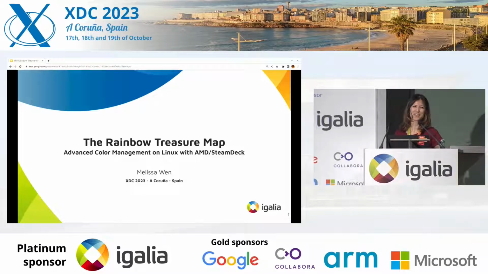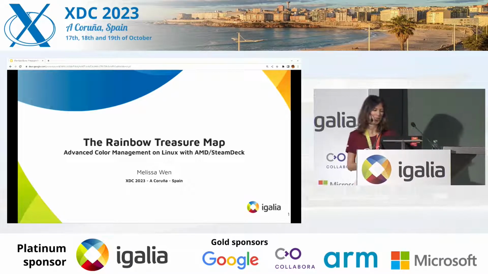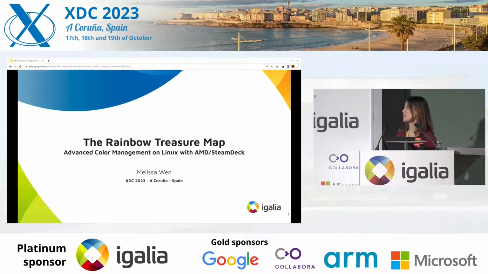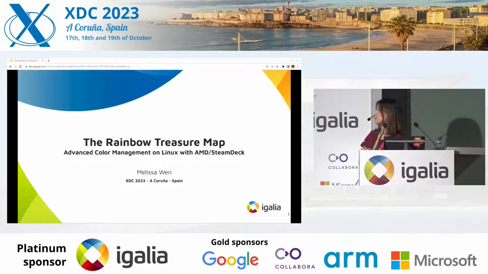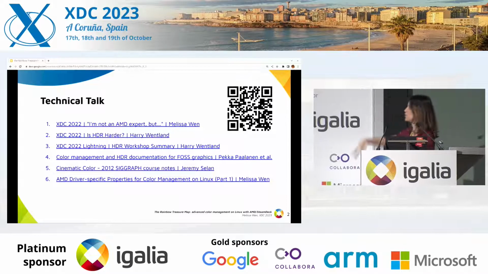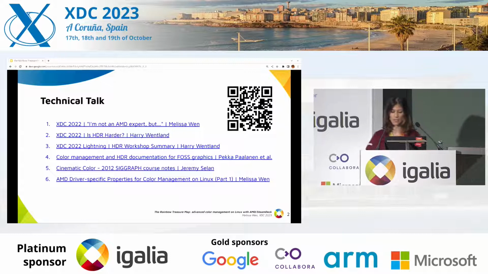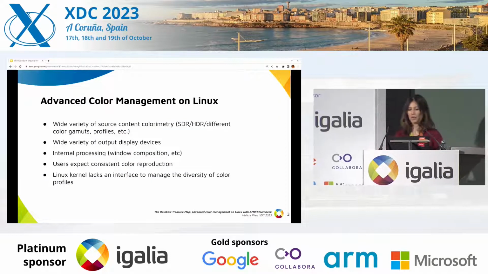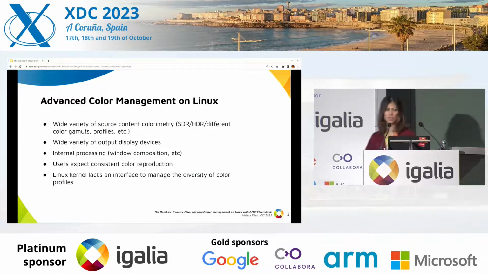I am Melissa from Igalia, and welcome to the Rainbow Treasure Map, a talk about advanced color management on Linux with AMD Steam Deck. So first, if you are not used to the topic, you may find some useful links in this list. And when we talk about colors in the graphics chain, we should keep in mind that we have a wide variety of source content colorimetry, a variety of output display devices, and also internal processing.